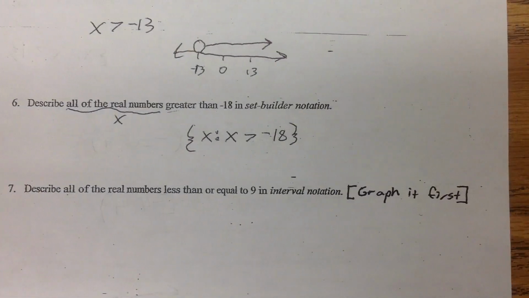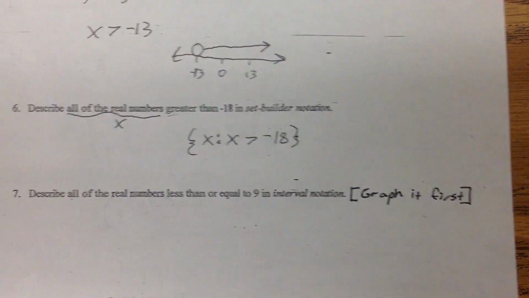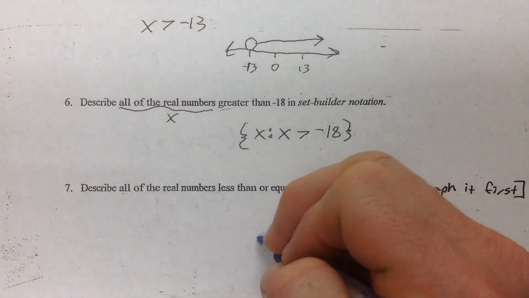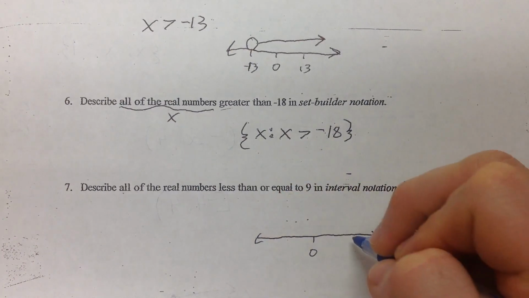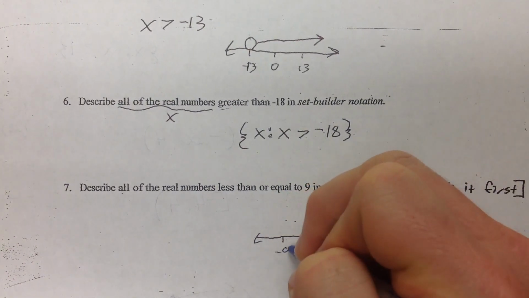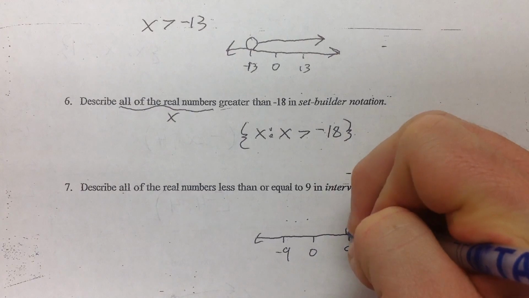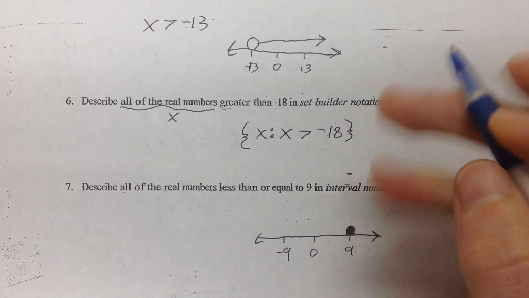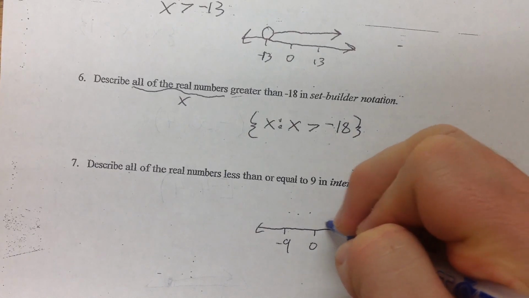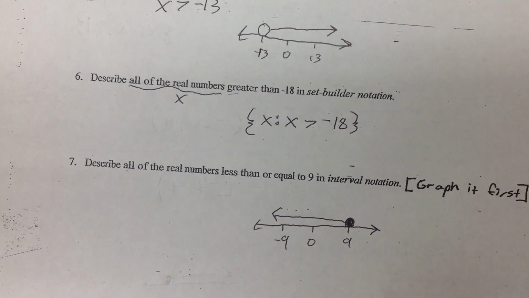And then I gave you a little hint here. Graph it first. This is where we have those parentheses and the brackets. So I think it's just helpful to visualize that on a number line. All right, there's 0, there's 9, there's negative 9. All real numbers less than or equal to. So since it's less than or equal to, we need a shaded in circle. And then if we're less than, that's going off to the left.